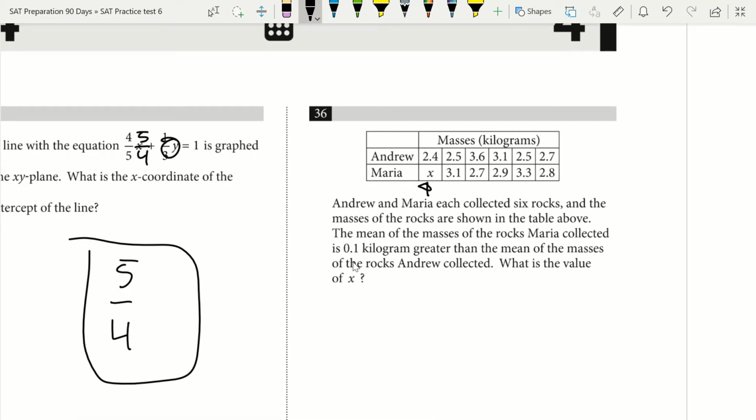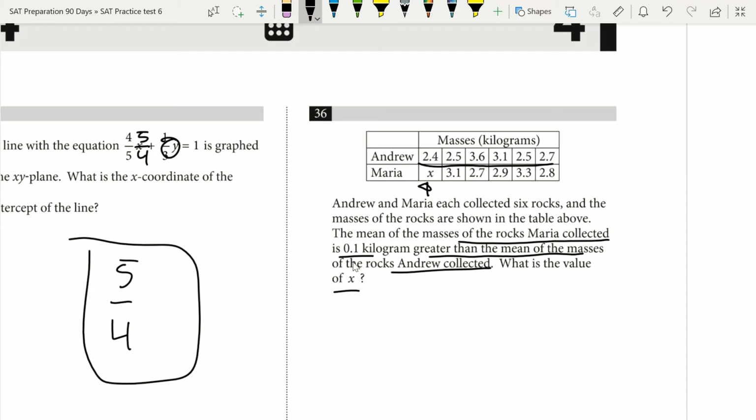Andrew and Maria collected 6 rocks. The masses are shown above. The mean of the masses of the rocks Maria collected is 0.1 kilogram greater than the mean of the masses of the rocks Andrew collected. What's the value of x? Maria's rocks are going to have a mean mass 0.1 greater than what Andrew collected, so we have to calculate the mean mass of what Andrew collected. To do this, we sum all of those values for Andrew and then divide by 6. So we're going to plug that into our calculator, which I'm going to do now.